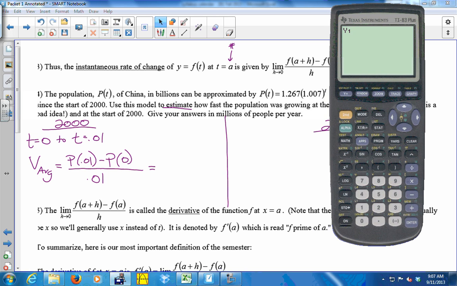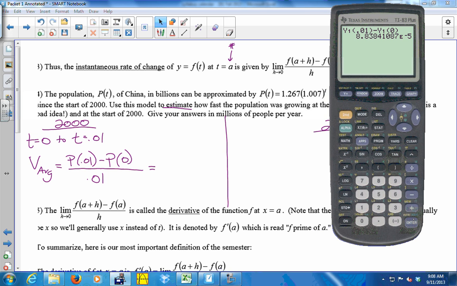And I'm going to say, okay, evaluate that at 0.01. Open a parentheses and type in 0.01. It's just like function notation. Your calculator knows function notation. So y1 parentheses 0.01, your calculator knows that means plug 0.01 into y1. Then I'm going to subtract, and I'm going to do the same thing again. I'm going to call up a y1, and this time I'm going to evaluate it at 0. So you have vars, y vars, function y1, this time parentheses 0. And you can hit enter.